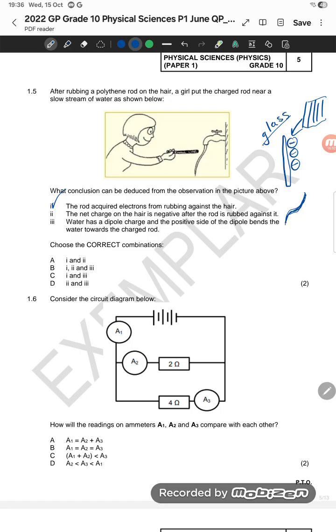Okay, cool. So 1 is definitely yes. The net charge on the hair is negative? No, if I gave you electrons, I'm more positive. My hair is going to be more positive, so no.